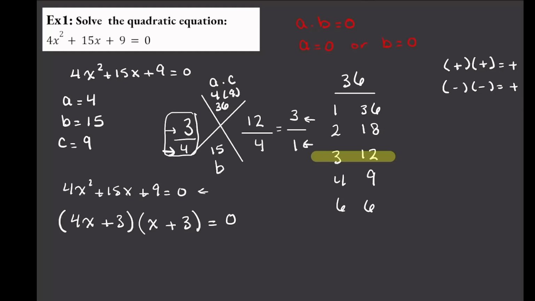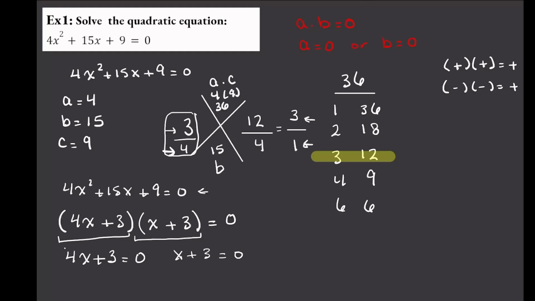After we have our factored form, we're going to use the 0 property. In order for this to equal 0, either this factor has to be 0 or this factor has to be 0. So we set each of these factors equal to 0: 4x plus 3 is equal to 0, and x plus 3 is equal to 0.